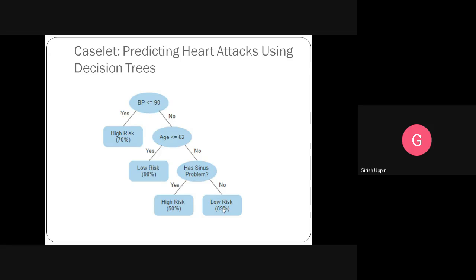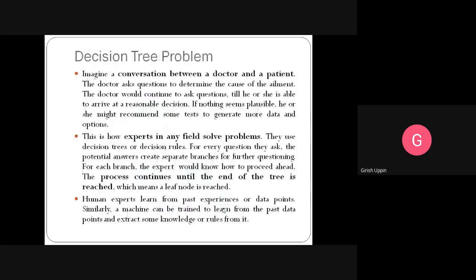And using this particular tree, it predicted around 86.5% of the cases correctly. Meaning its accuracy was 86.5% in production, that is, in reality. Decision tree problem.